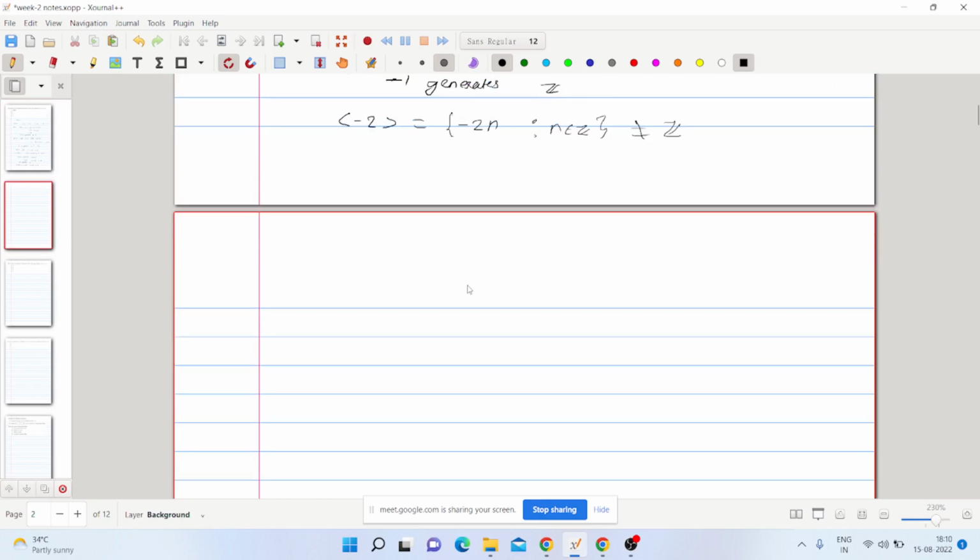As a trivial example, let us consider 0 also. So, we examined all positive integers and negative integers. What is the generator of 0? 0 times n, n belongs to Z. Only 0, because by definition this is the same as 0. Of course 0 does not generate, because it is the trivial element, and the trivial element will not generate the group Z. So the generators of Z are only 1 and -1.